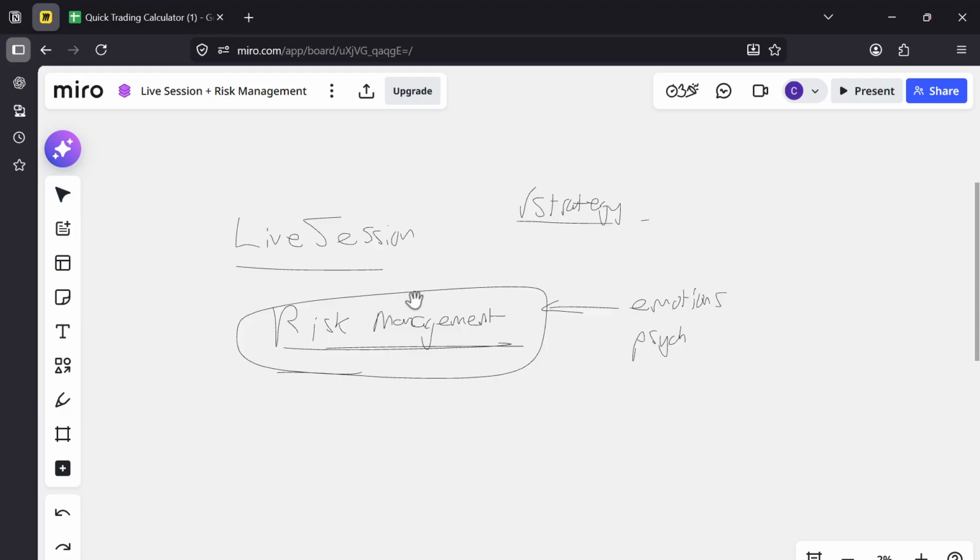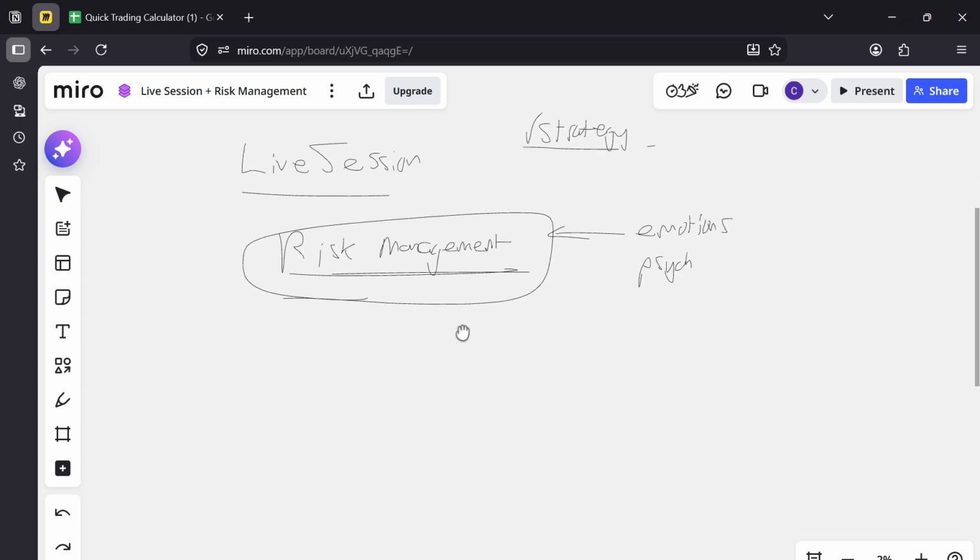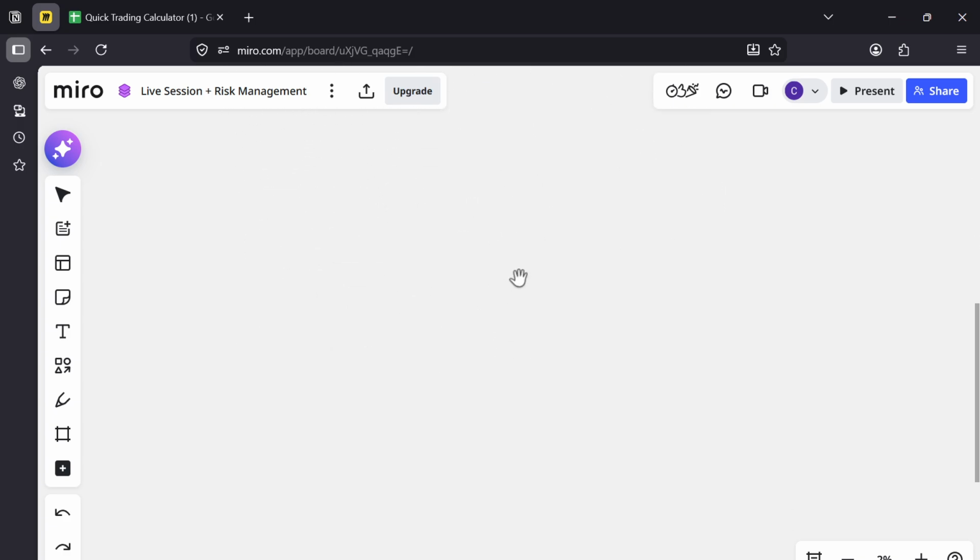But overall, before we move into the live session, we need to break down the risk management for this strategy and how it's going to work, so that we can go and attack this live session with full clarity, knowing exactly what we need to do. So let's get right into it.